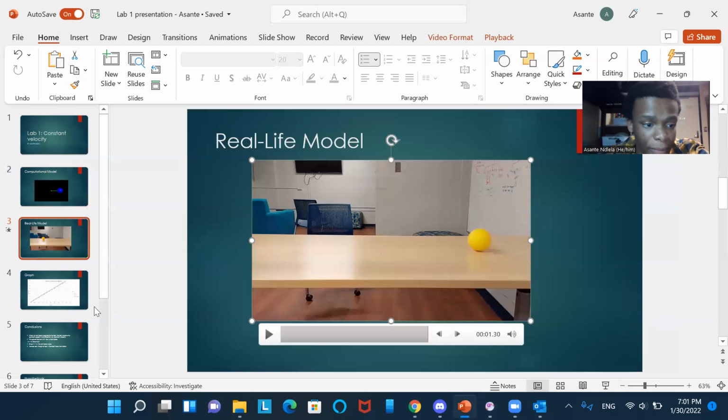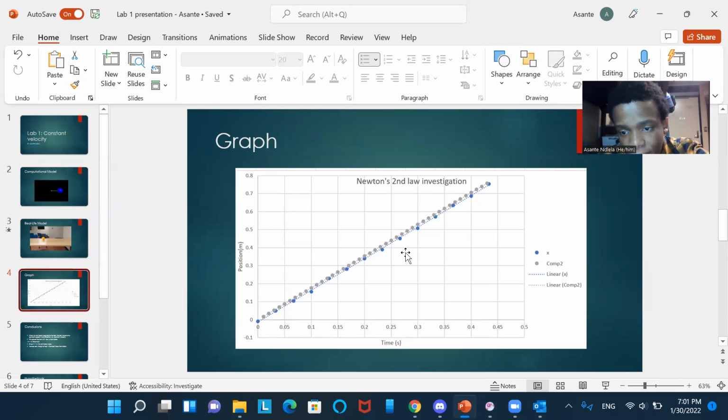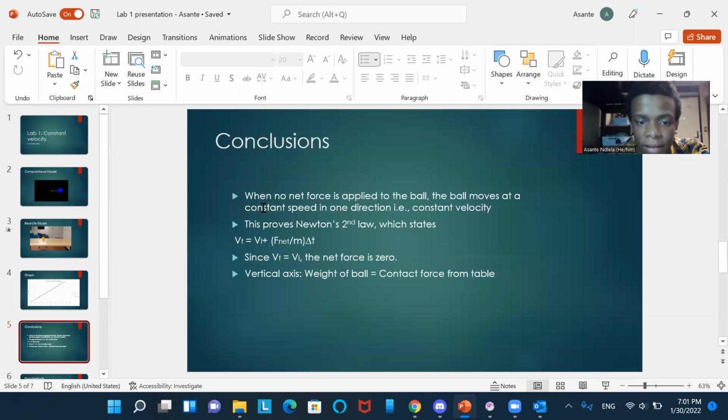And afterwards, I plotted a graph showing the motion of the computational model in gray and the real life model in blue. Both lines are straight, meaning that both models have a constant velocity. There's a minor difference between the computational and real life model that might have been caused by environmental factors in the real life model.